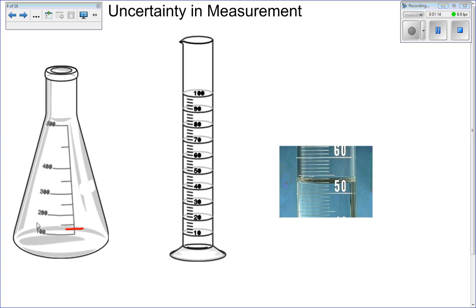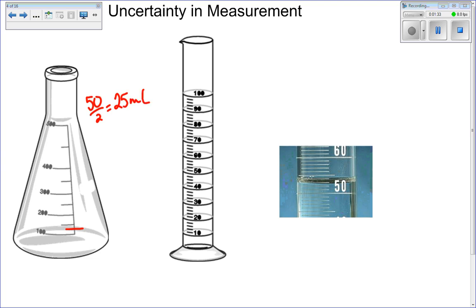And so to figure out the uncertainty, I took its go-by number. So this is 100, 150, 200, 250. My go-by number was 50, and I divided it by 2 because I can pretty much split it in half. And so its uncertainty is 25 milliliters.